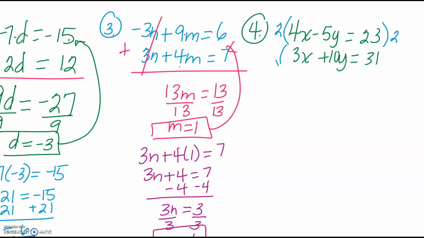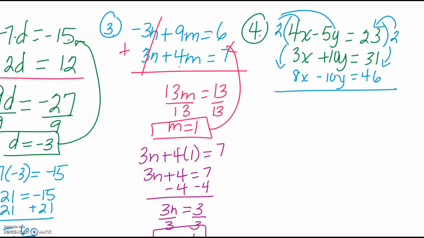Okay, so I'm going to come down here and rewrite that new equation. That 2 is multiplied to every term. 2 times 4x is 8x. 2 times negative 5y is negative 10y, and 2 times 23 is 46. Okay, I look at my y's. Same coefficient, opposite signs. I'm adding 3 plus 8, 11x. 10 plus negative 10, 0, eliminated.